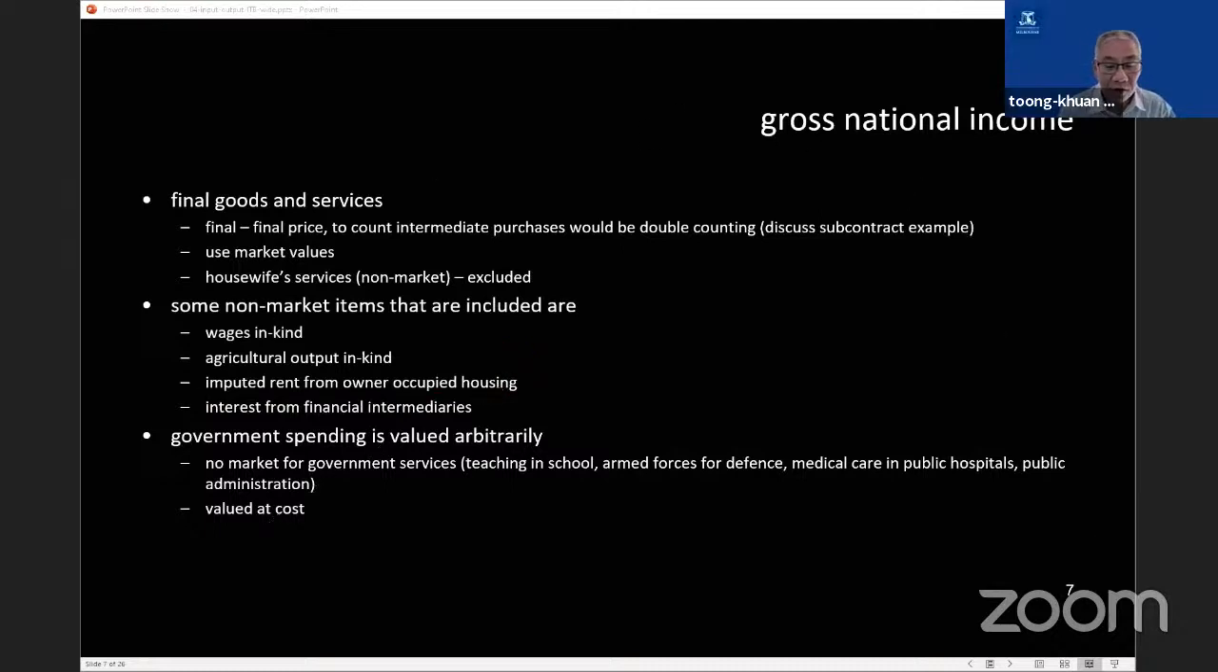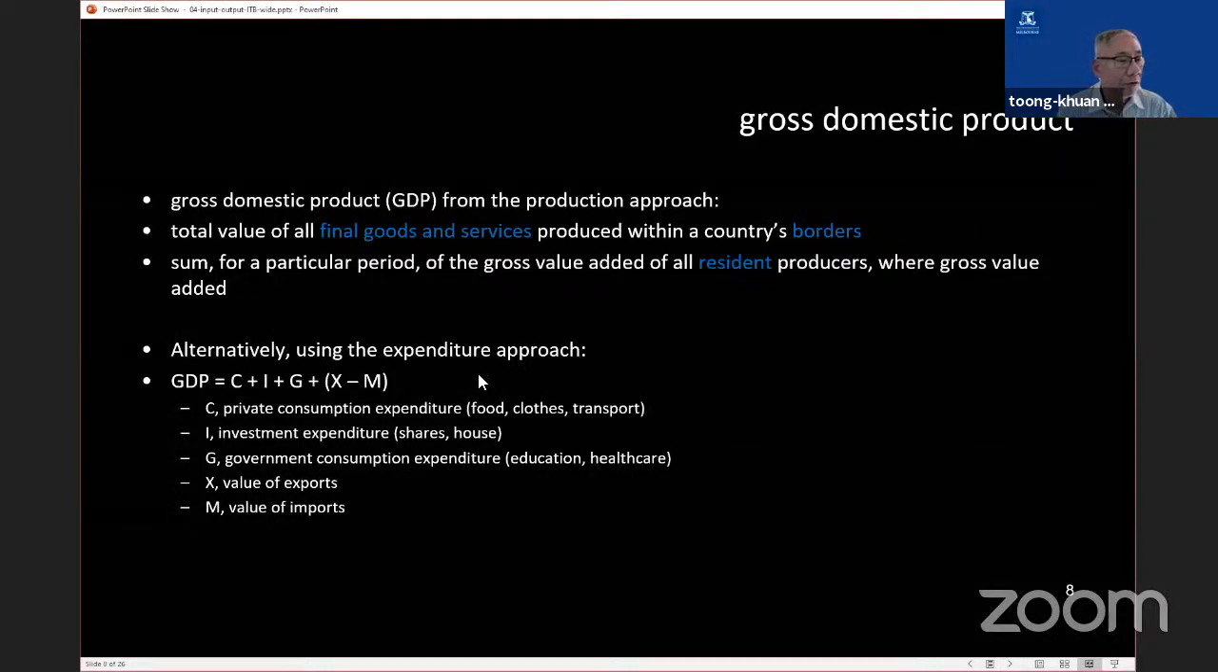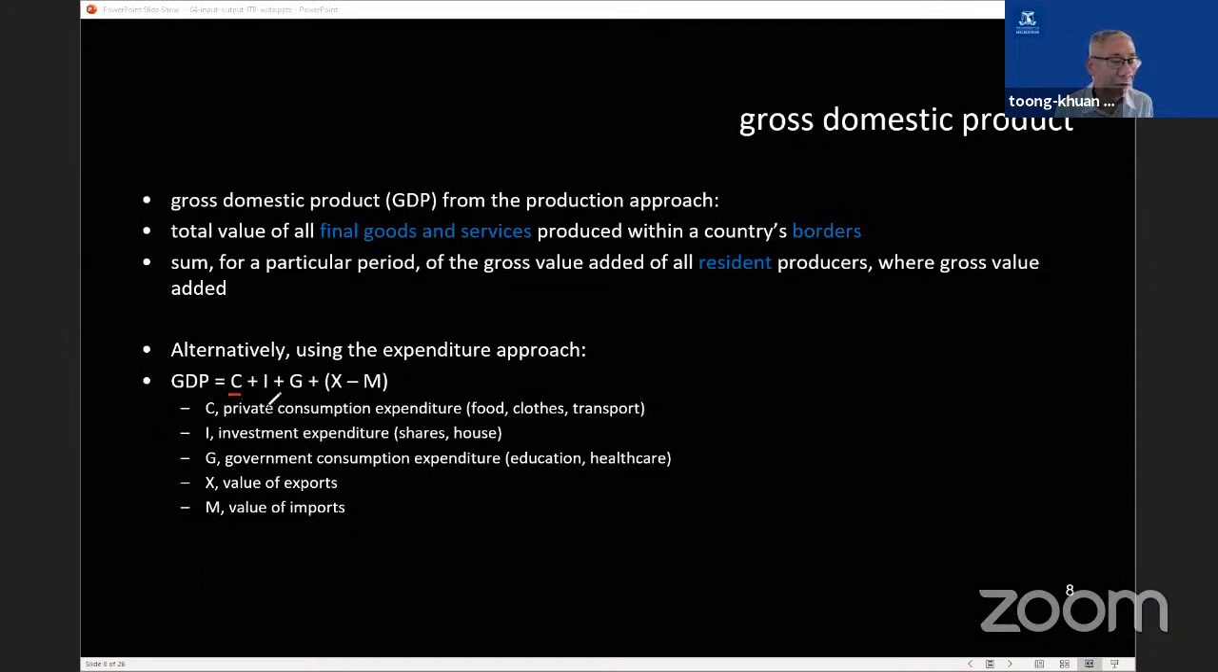Interest. Yes, we have covered all this, right? Gross national income. Now, GDP is pretty much the same thing. It's all the value of final goods and services produced within a country's borders. So we will add up different approaches of calculating GDP: consumption, investment, government consumption. We've given you this formula before. It is private consumption, I for investment, G for government consumption, X for exports, M for imports. So that is using the expenditure approach.